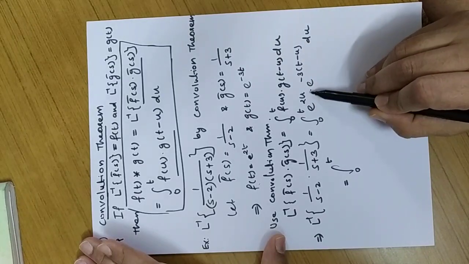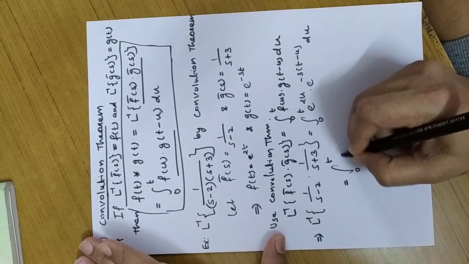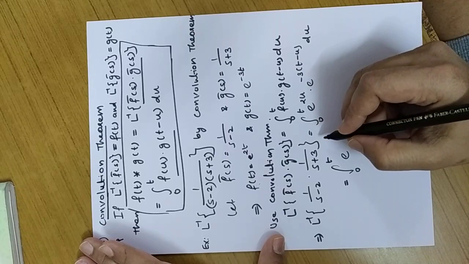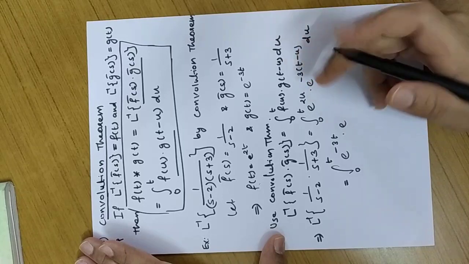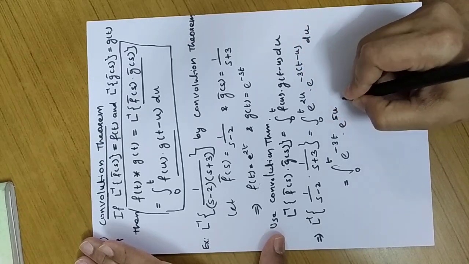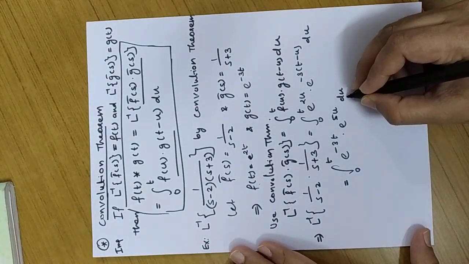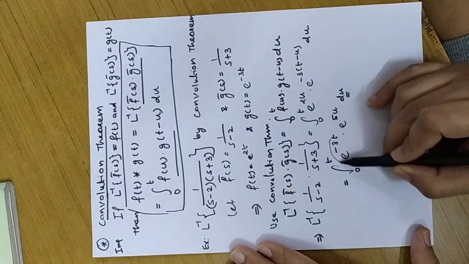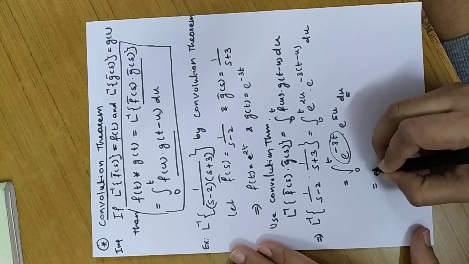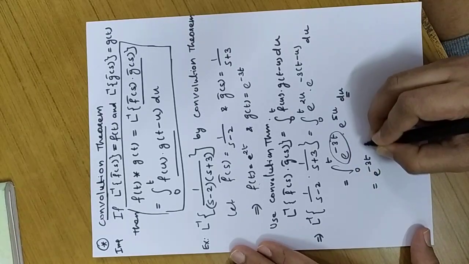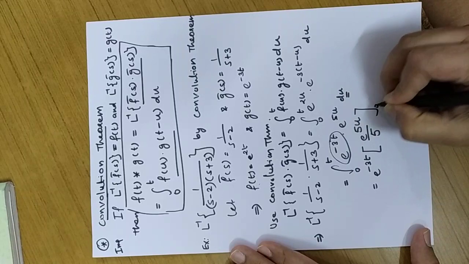You can write e raised to 2u into e raised to minus 3t plus 3u, as per the property of the exponential function. You can write e raised to minus 3t and e raised to 2u plus 3u, that is 5u, du. Now we are taking integration with respect to u, but this term you can consider as a constant because it is e raised to minus 3t. So e raised to minus 3t you can take as constant, and the integration of e raised to 5u is e raised to 5u divided by 5, from 0 to t.